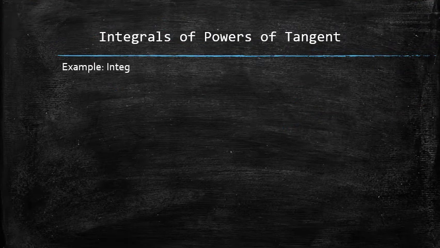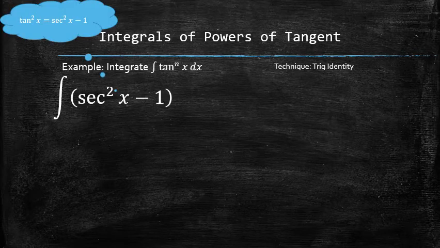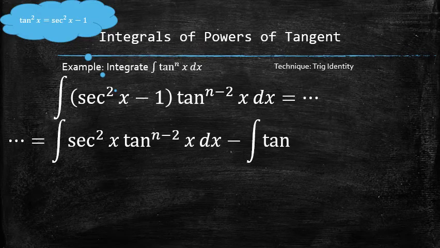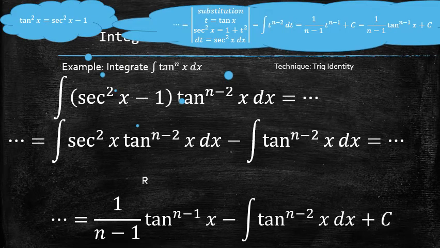In general, to find the integral of the tangent raised to the nth power, we're going to use a trig identity and replace the tangent squared in the integrand with the secant squared minus 1. Using the linearity property of the integrals, we split the integral into two and integrate each part separately to get the answer. We call this formula the recursive formula for finding the integral of the tangent raised to any power n.